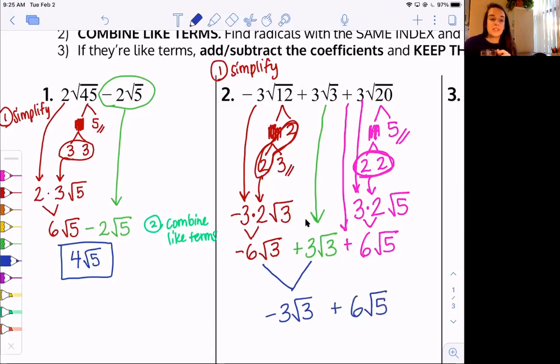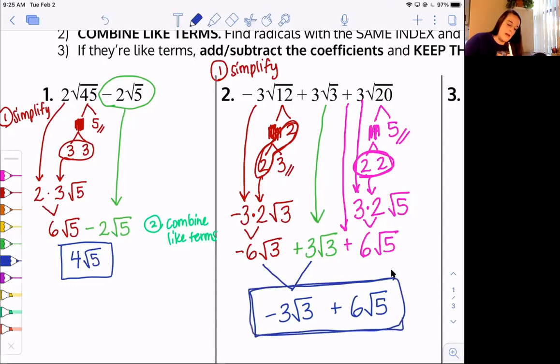So this is the first time, right? The first time that we see that these terms are not like terms, right? These are not like terms, so we cannot combine them. So this is actually going to be our whole answer, right? We combined what we could. So we did that second step here, combining like terms, but we can't combine any further because they're not like terms.